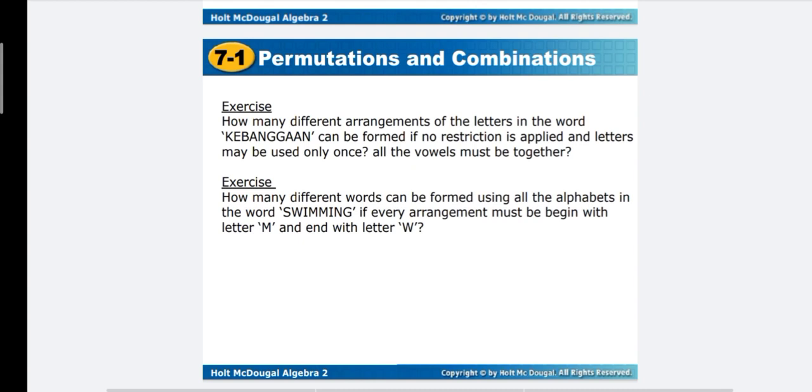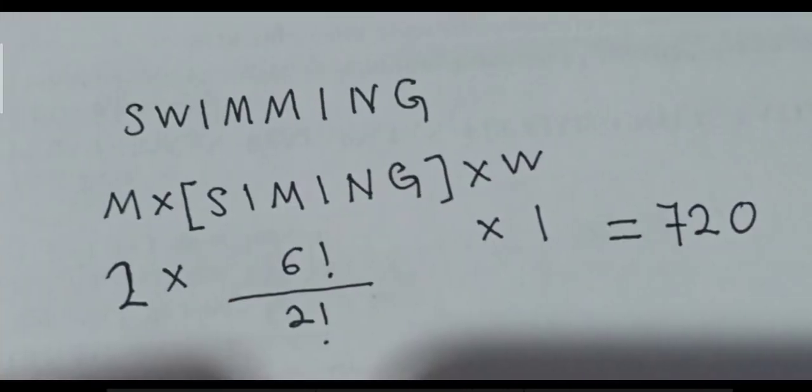How many different words can be formed using all the alphabets in the word swimming if every arrangement must begin with letter M and end with letter W? Okay, perkataan swimming, kalau kita tengok perkataan swimming ada letter yang berulang. So, kena gunakan formula yang tadi. Tapi ada syarat lain, dia kata M mesti berada di depan dan W mesti berada di belakang. So wajib M di depan dan wajib W di belakang. Yang letter-letter lain tu you boleh berubah. M tak boleh berubah berada di depan dan W tak boleh berubah berada di belakang.